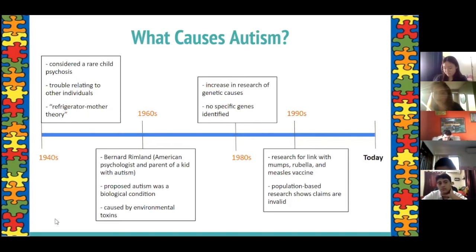But a lot of population-based research shows that these claims are invalid. In fact, the initial research paper that incited and sparked the controversy was retracted because of improper methods. Throughout history, we've seen that vaccines don't cause autism, and we will dive deeper into the details of vaccines' relation to autism later in the presentation.